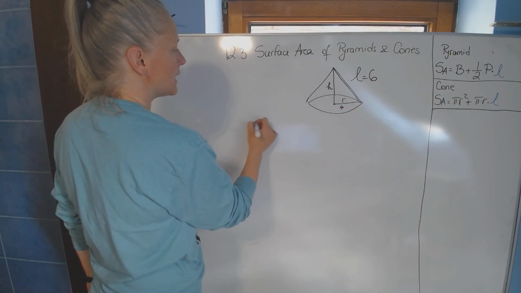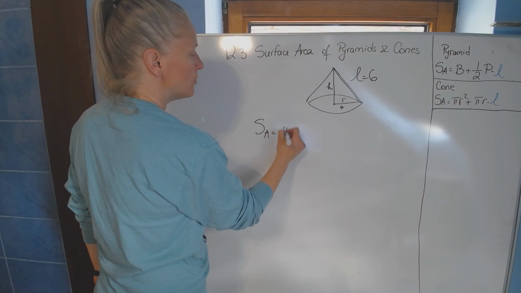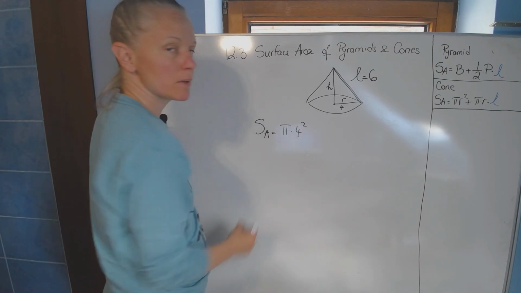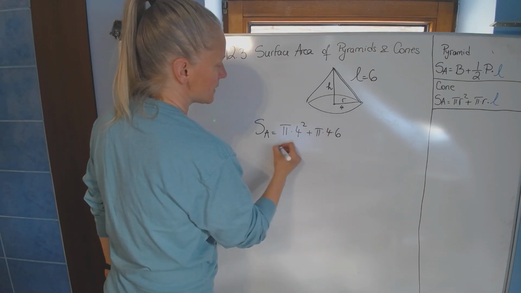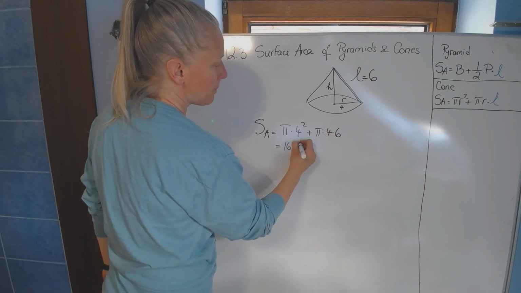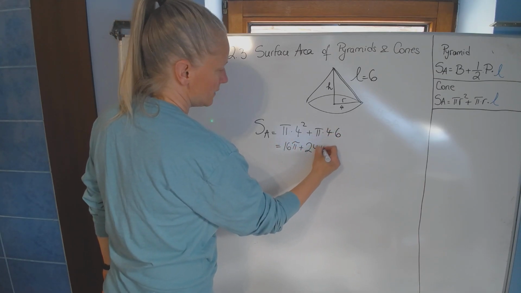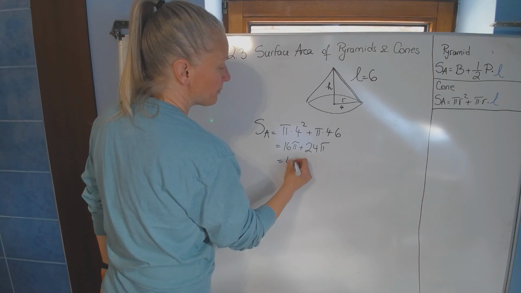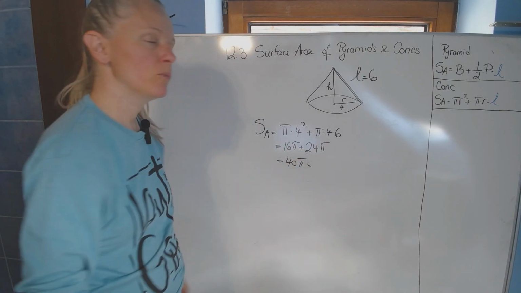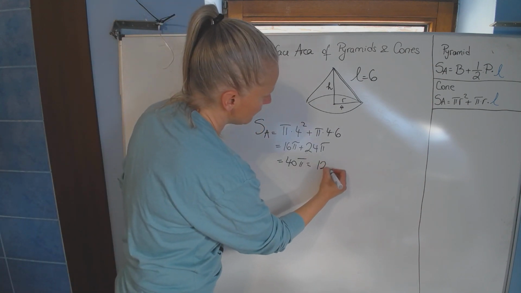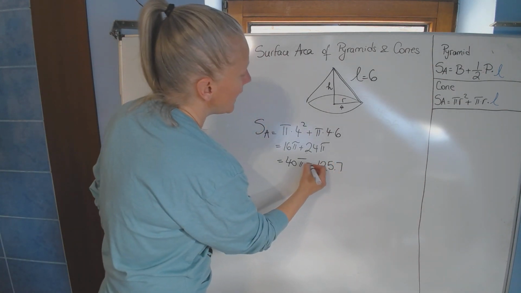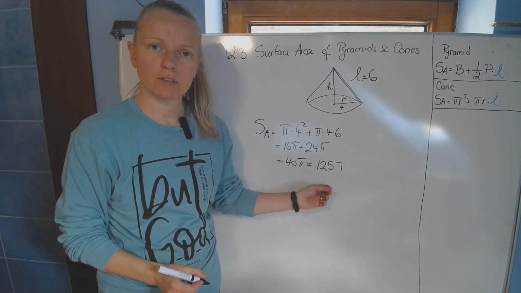Find the surface area. SA is going to be pi times 4 squared. That's my radius. Plus pi times 4 times 6. This is 16 pi plus 24 pi, which is 40 pi. You can either leave it right here, and I'm more than pleased to take this answer, or you can take it one more step, which is 125.7. I couldn't care less. I'll take either of the answers.